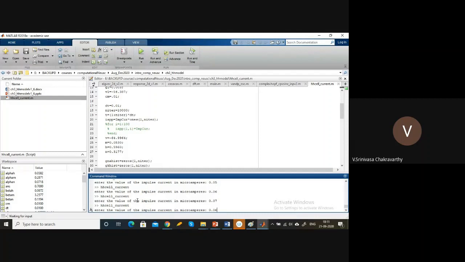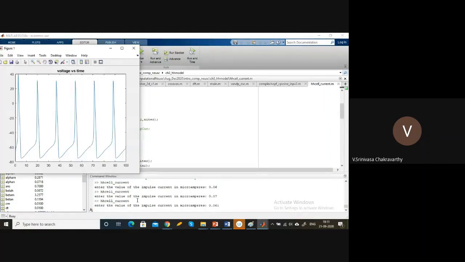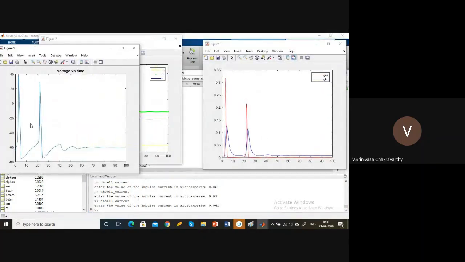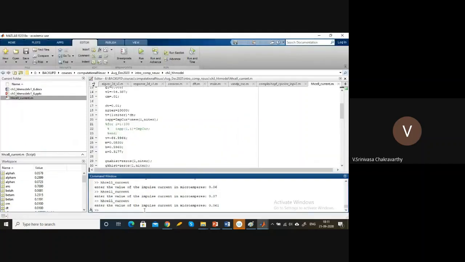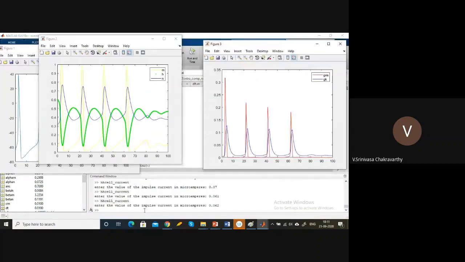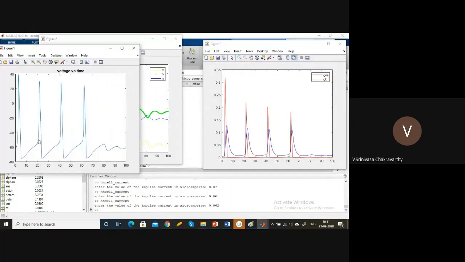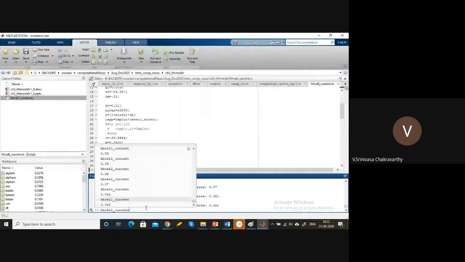0.061, let us see that. No change, it's still a finite number of action potentials. 0.062. Instead of 2, it's showing 4. That's interesting. It's getting there, but it's still a finite number.